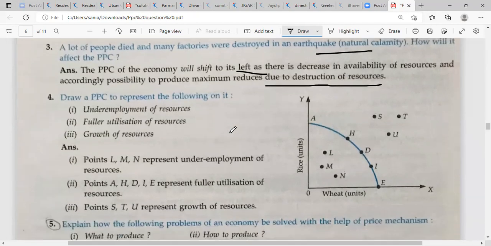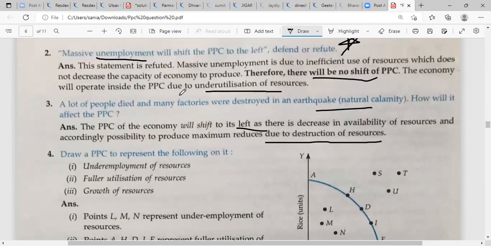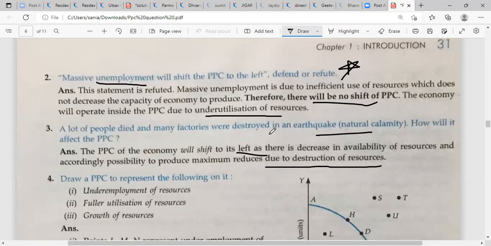Teacher, in this one, the factory got destroyed and the people also died. So to find more people who have that qualification to work, it will be hard, right? For some time they would be in loss because they will not be able to find people. Yes. So because of that, your PPC is shifting leftward.